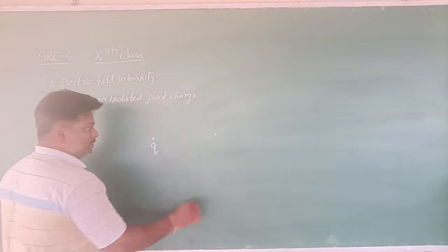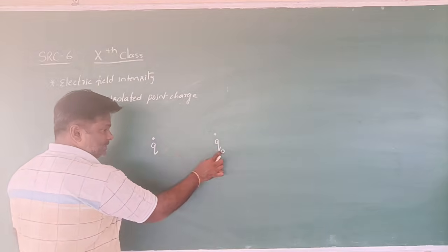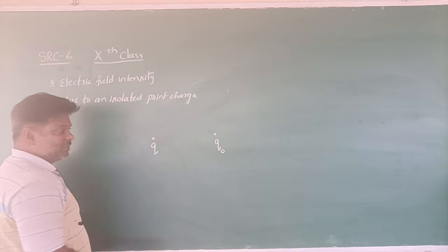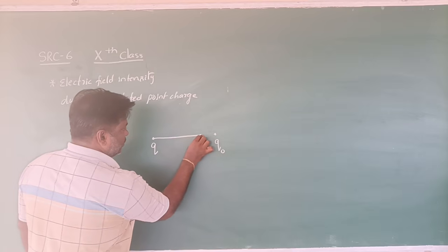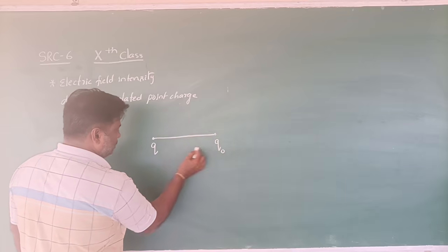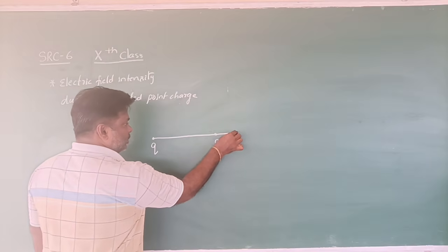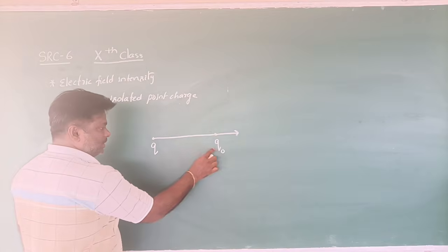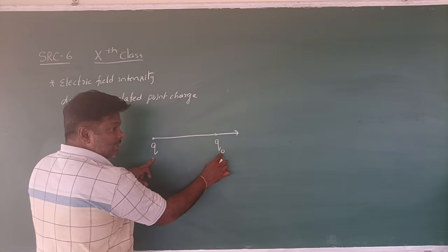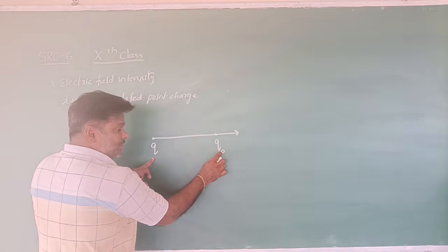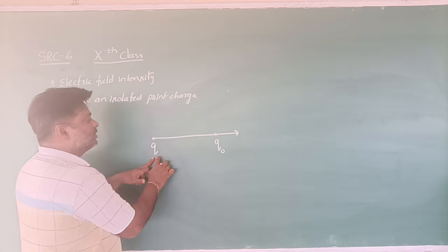At some distance r, you are placing your positive test charge. This is positive and this is positive. So what type of force is acting on this? The force acts on Q naught due to Q in this direction, because these two are repulsive forces. These two are positive charges, so the test charge is repelled by the field of Q.